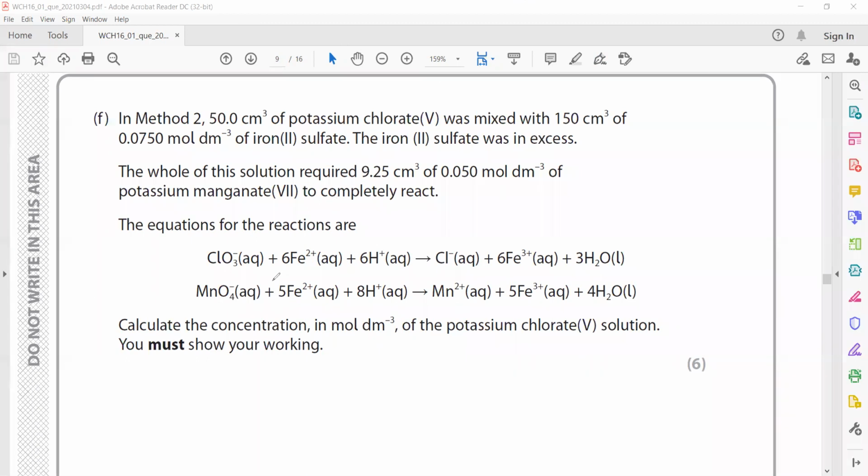So first what we will do, we will find the total moles of iron sulfate as we know the concentration and volume. So we'll find the total moles of iron sulfate, and we'll find the moles of iron sulfate which are unreacted. How we'll know moles of iron sulfate which are unreacted? That are the moles which are reacting with potassium manganate. And we subtract the two to get the moles of iron 2 reacted with chlorate ion, and then we'll use the ratio to get the moles of chlorate ion, and using moles and volume we can find the concentration of this solution.